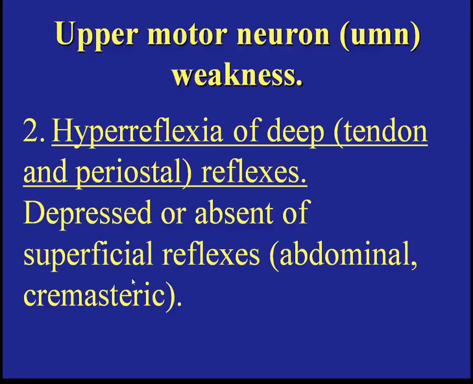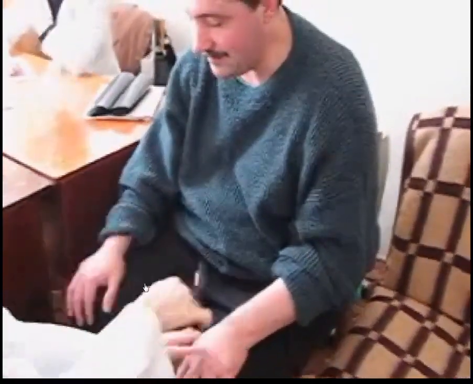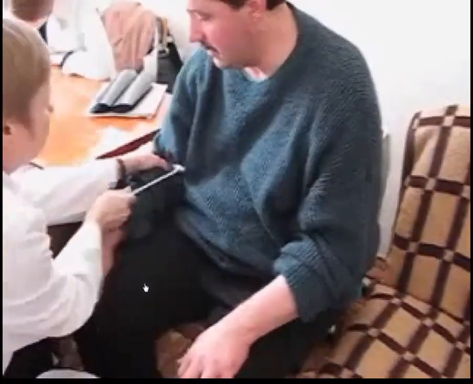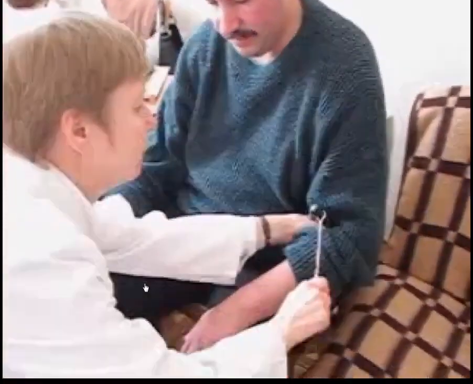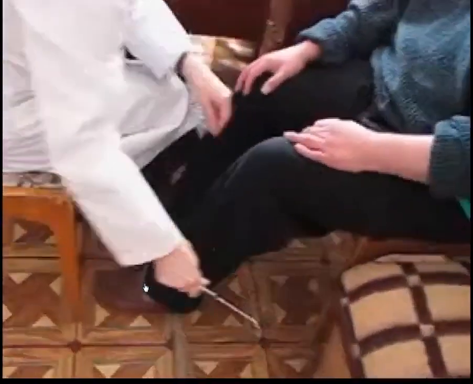The second sign of upper motor neuron weakness is hyperreflexia of deep tendon and periosteal reflexes. Biceps, triceps, knee jerk, ankle jerk are brisk, and superficial reflexes, for example abdominal and gastric, are depressed or absent. This is our patient after stroke. Look at his feet and slippers.